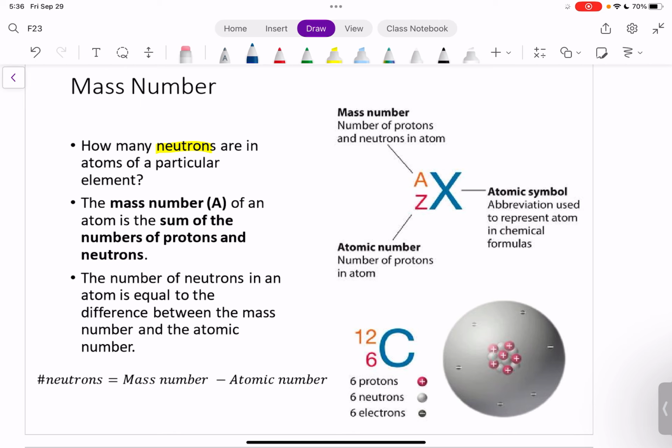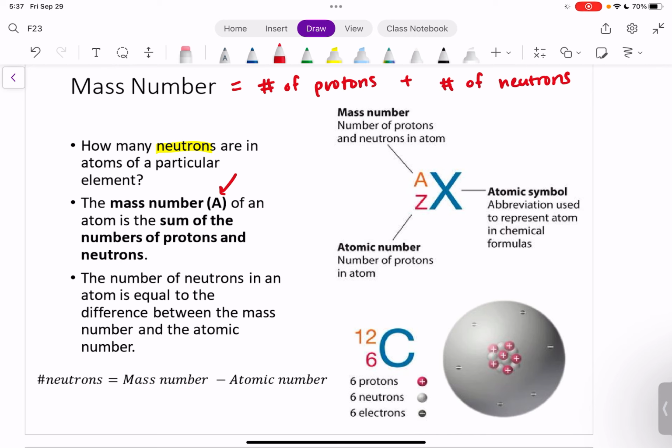So to figure out the number of neutrons, I first want to tell you about something called the mass number. The mass number of any atom is given by the symbol A, capital A, and it's the sum of the number of protons and the number of neutrons. So mass number equals number of protons plus number of neutrons. And let's just take a second to think about why that is.